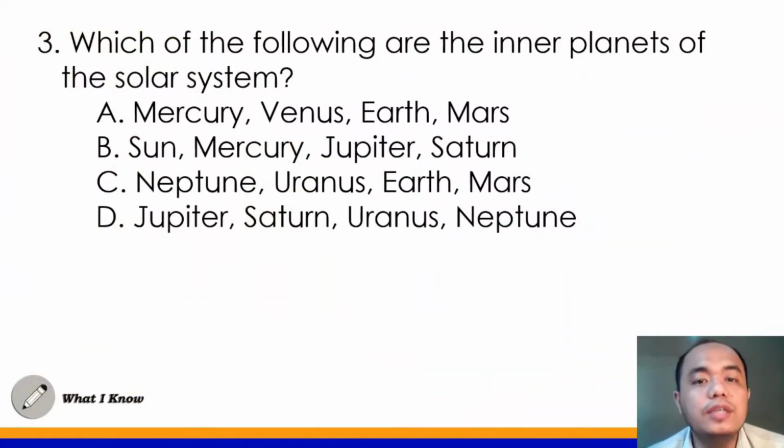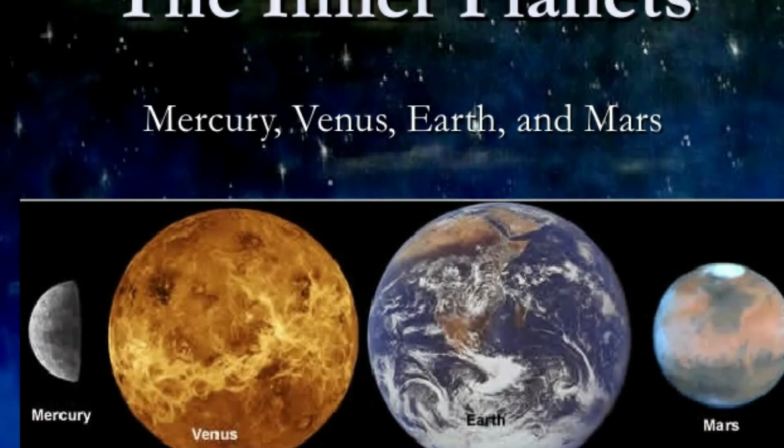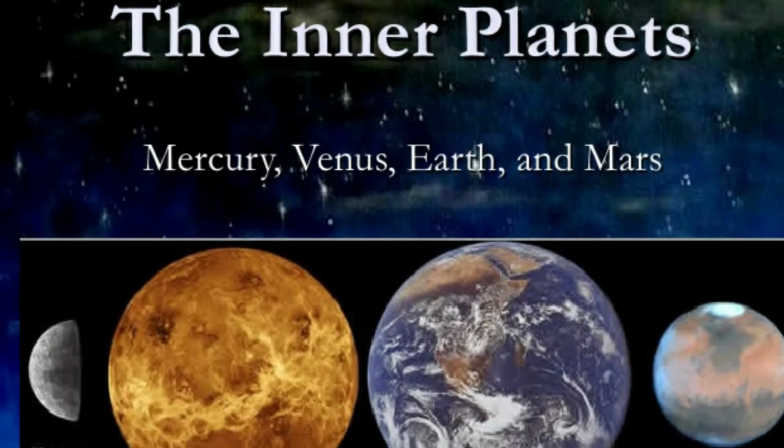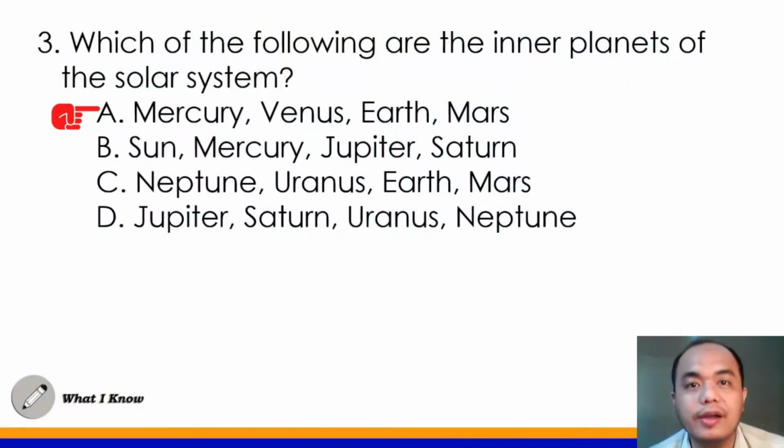Number 3. Which of the following are the inner planets of the solar system? A. Mercury, Venus, Earth, and Mars. B. Sun, Mercury, Jupiter, and Saturn. C. Neptune, Uranus, Earth, and Mars. Or letter D. Jupiter, Saturn, Uranus, and Neptune. Yes, very good. The correct answer is letter A. Inner planets include Mercury, Venus, Earth, and Mars.